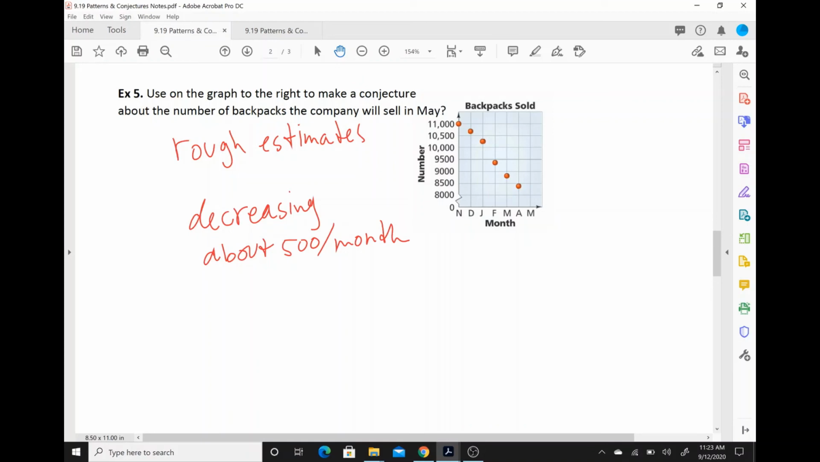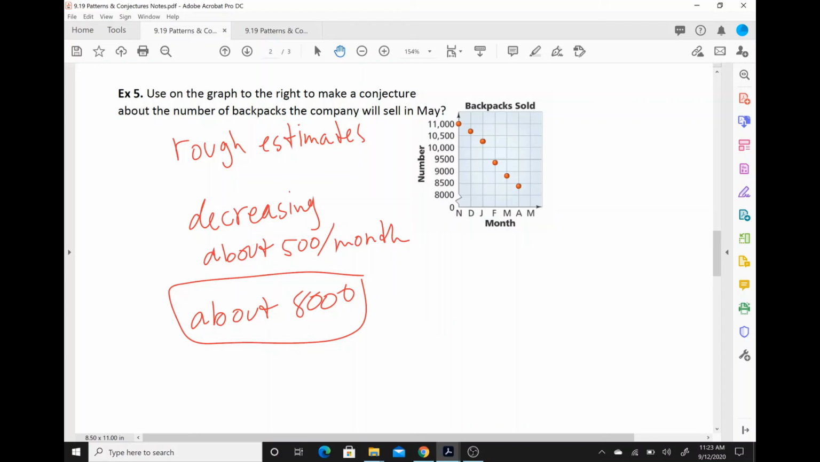So now they want to know how many backpacks will they sell in May. Well, we have to look at the month before May. They're at about 8,500. So in May, we go down 500 more. They're going to sell about 8,000. Okay, so y'all, the key for today's lesson is just you have to look for patterns.